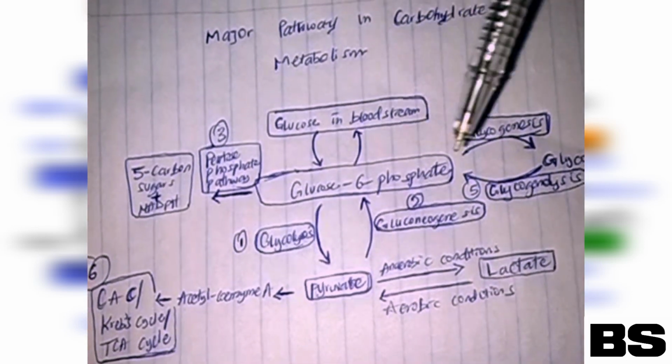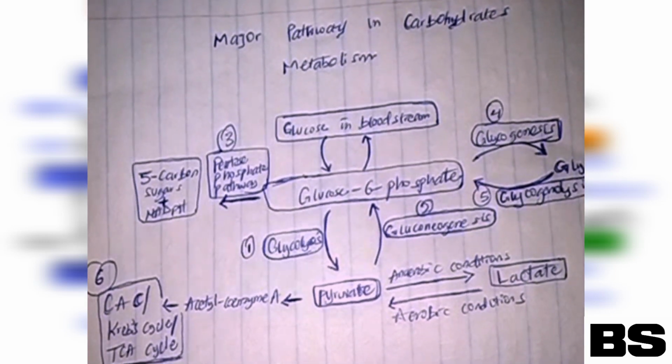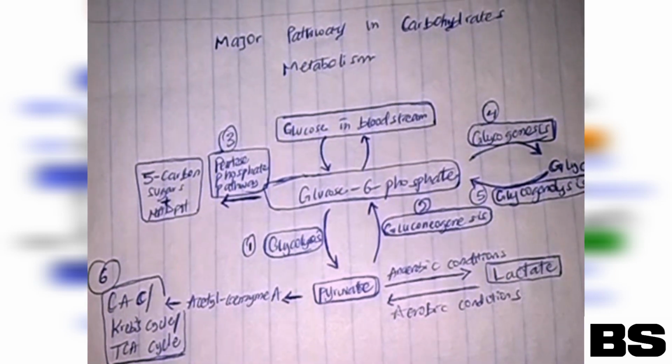So these are the pathways in carbohydrate metabolism. Let's start from glycolysis, which converts glucose into what? Into 2 moles of pyruvate. That is glycolysis, also known as glucose oxidation. It involves the breakdown of glucose into pyruvate.